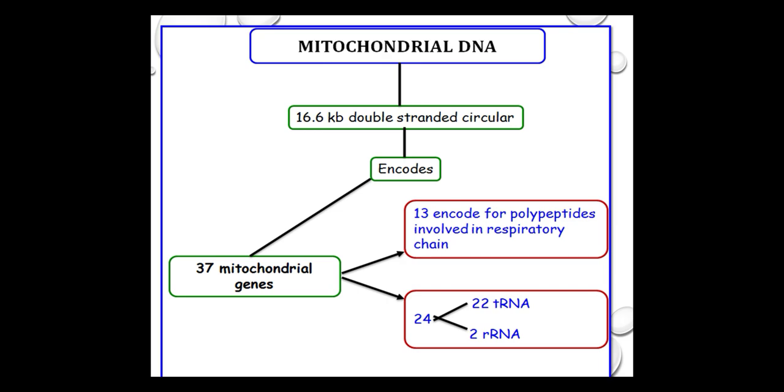So what does it mean? When you say T and R. T, diba? Transfer RNA, and R, ribosomal RNA. Tana.